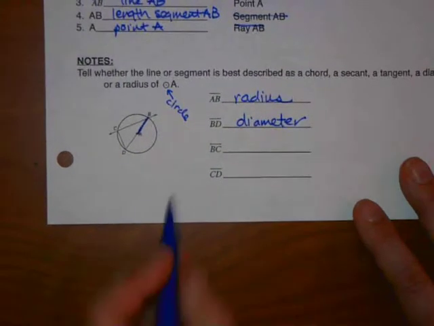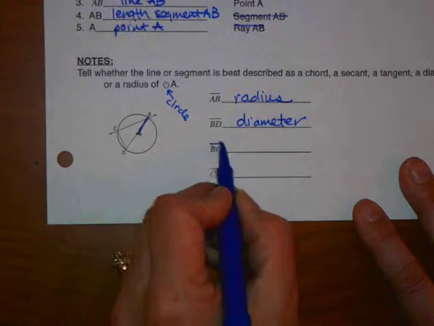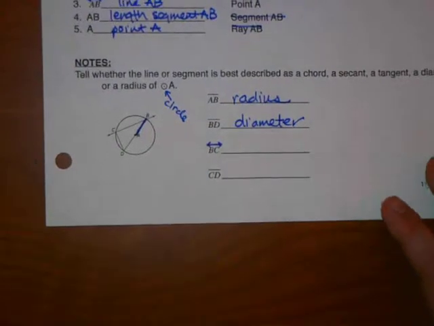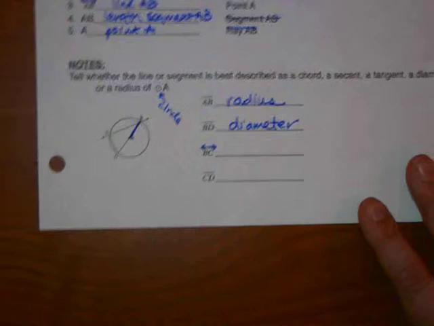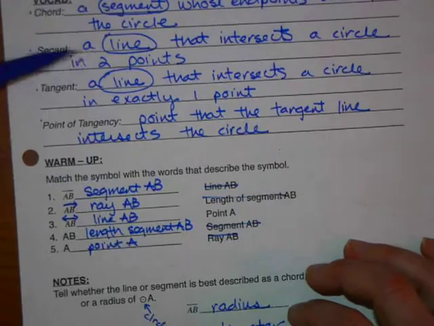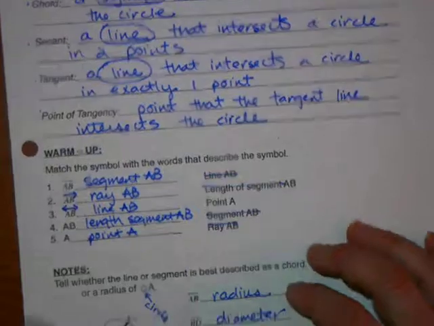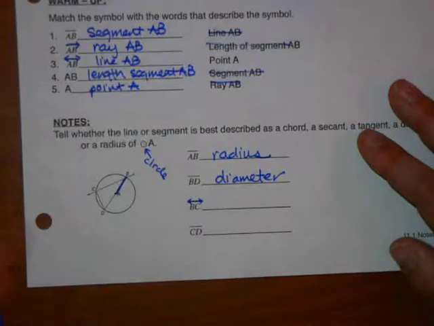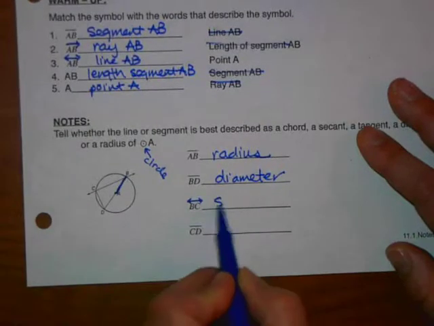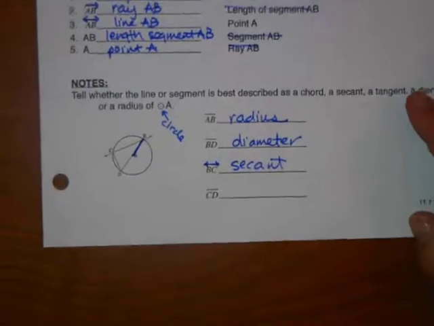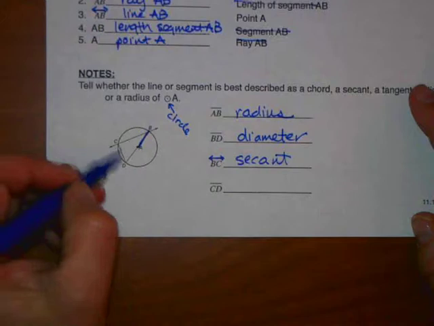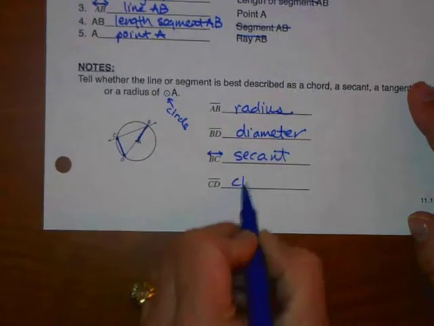This is hard to see. This has the little arrows on the end. So line BC, what would we call that? If you don't remember, you go up here. A secant is a line that intersects the circle. So BC right here is a secant. And what's CD? A chord. It's a chord.